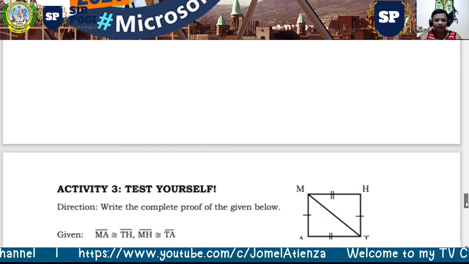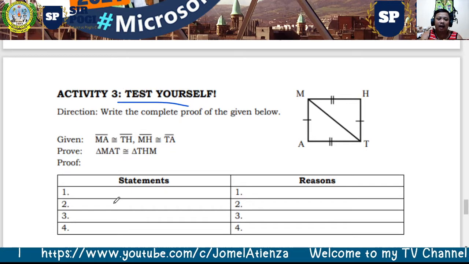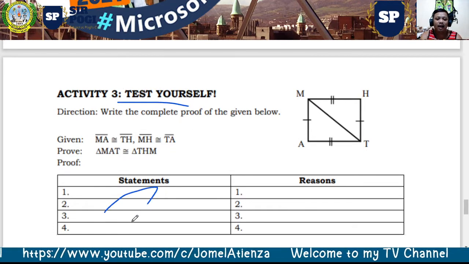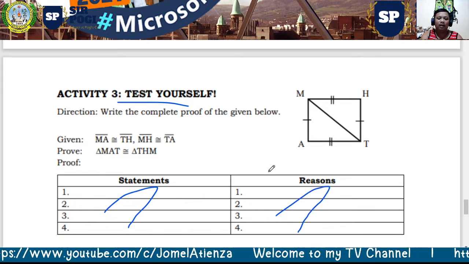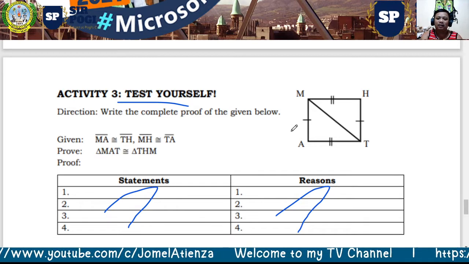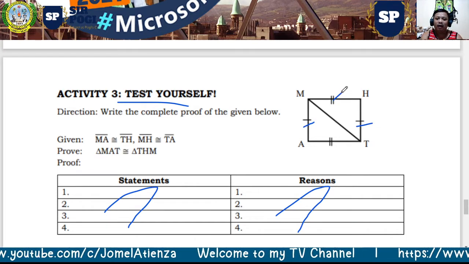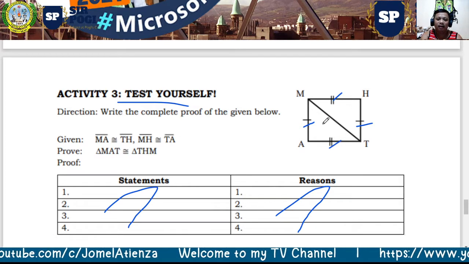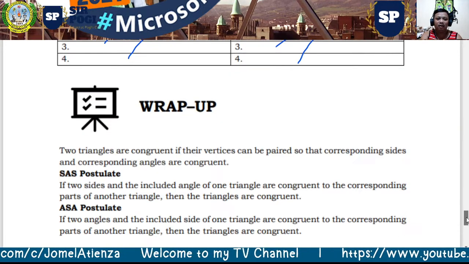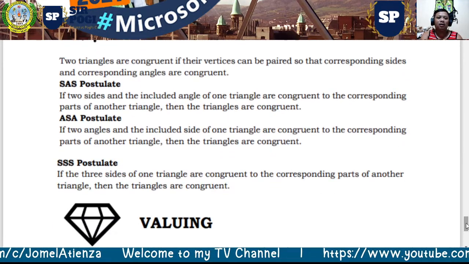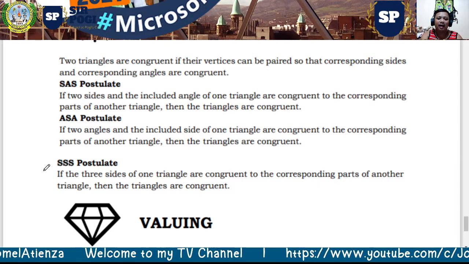Then for activity number 3, test yourself. This time, you will write both the statement and the reason. It's very easy. These are the two equal parts, corresponding parts are equal, and this one is the reflexive property. To wrap up, we have side, angle, side, ASA, and SSS.